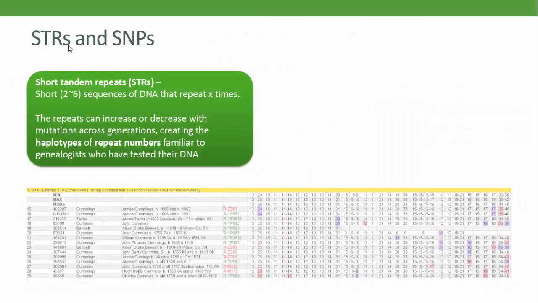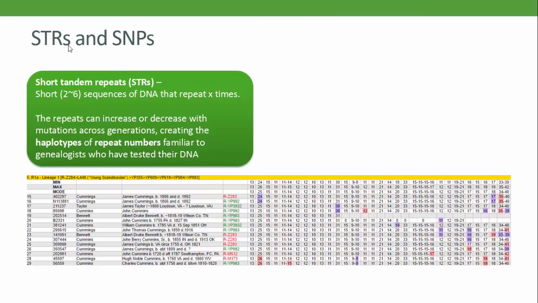So genealogists who have tested their DNA will be familiar with a type of mutation known as STRs, short tandem repeats. Short sequences of DNA repeat themselves certain numbers of times, and these repeats can increase or decrease, producing subtle differences on the Y chromosome. These differences can be tracked and compared to spot possible relationships.